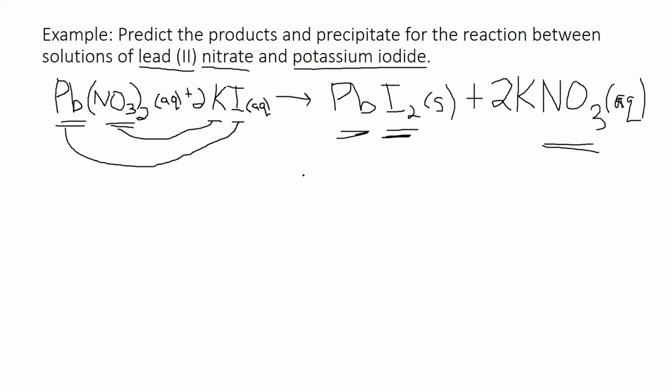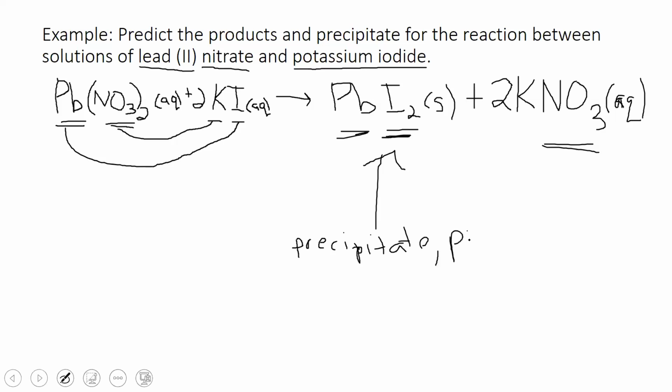And so now we should be able to predict products and which one is the precipitate. So the precipitate is the lead iodide. Okay, and we often abbreviate precipitate PPT.